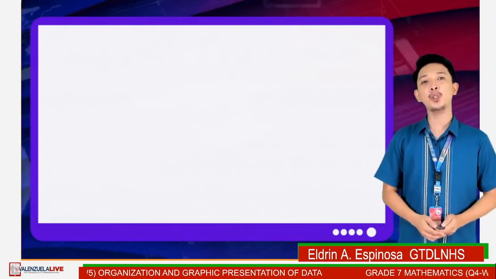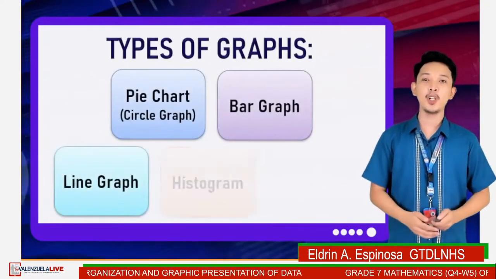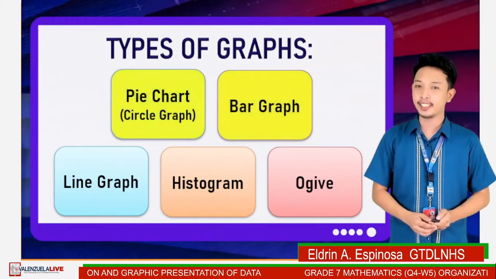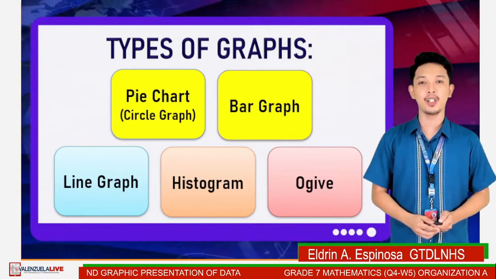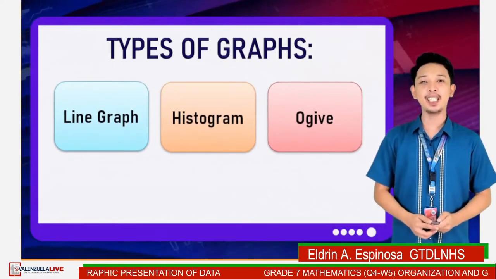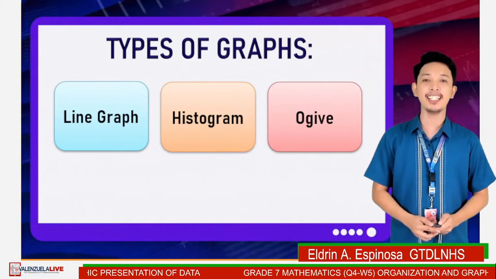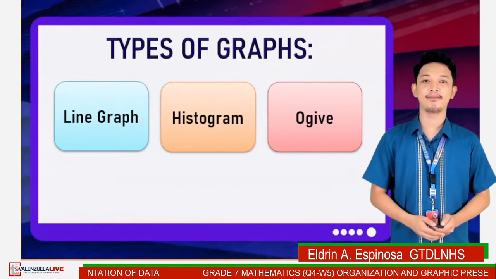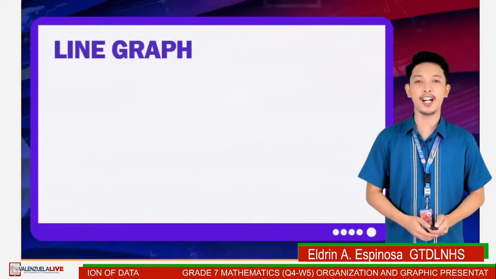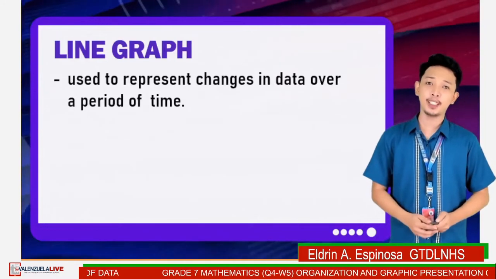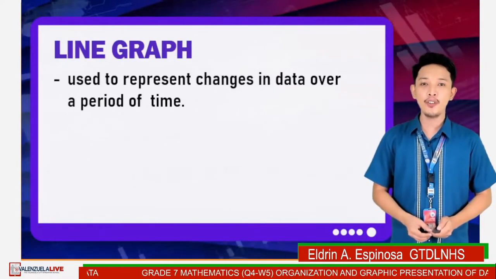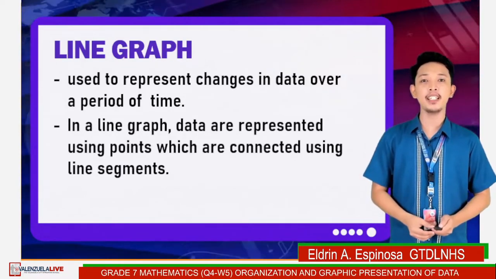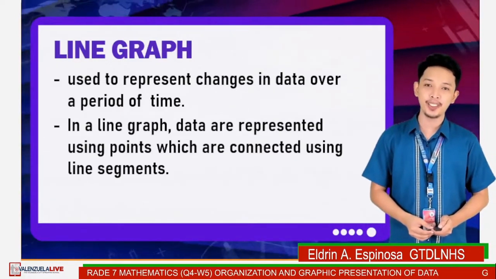Last week, we introduced the different types of graphs. Also, we discussed how the organized data can be presented using pie chart or circle graph and bar graph. Today, let us dig deeper on the other graphs, specifically the line graph, histogram, and ogive. Let's begin with the line graph. A line graph is used to represent changes in data over a period of time. In a line graph, data are represented using points which are connected using line segments.